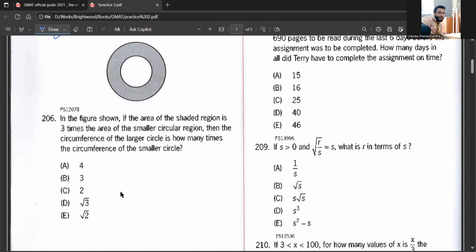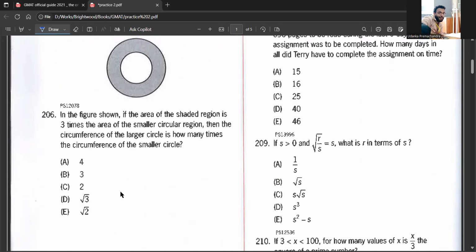In the figure shown, the area of the shaded region is 3 times the area of the smaller circle. Here, the shaded one is 3 times this one. If this one is 1, this one is 3. Then the circumference of the large circle is how many times the circumference of the smaller circle? Now they're asking about circumference.